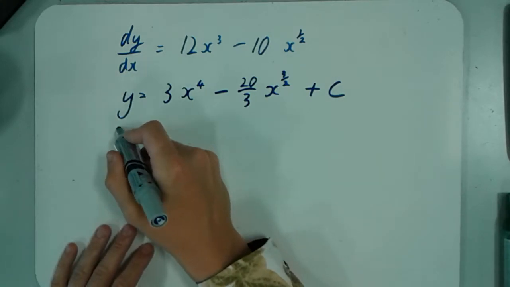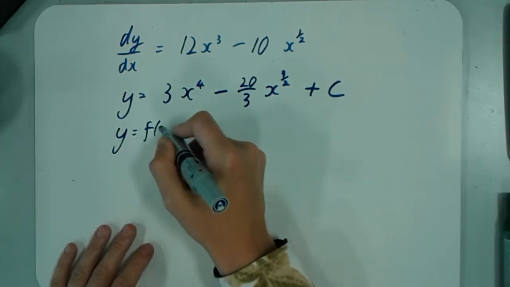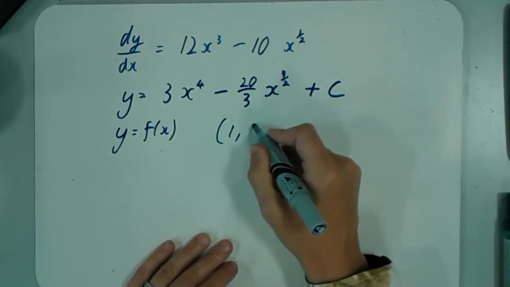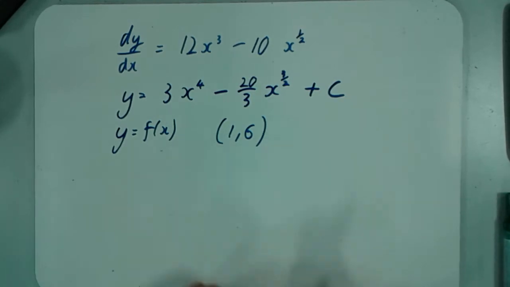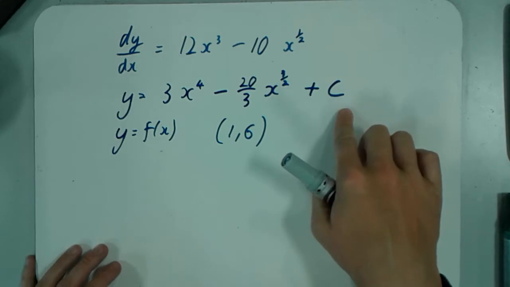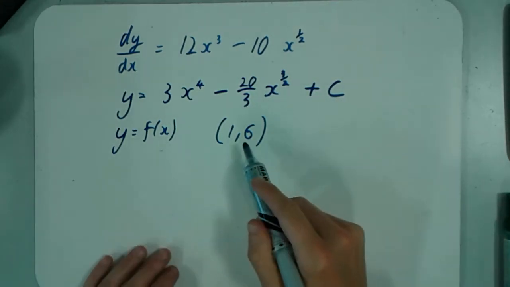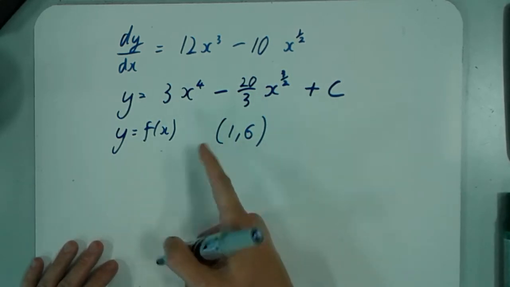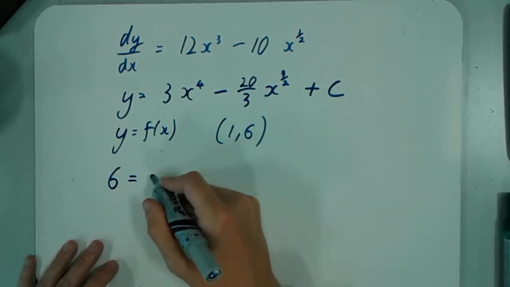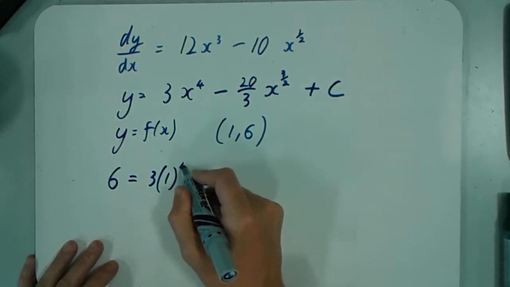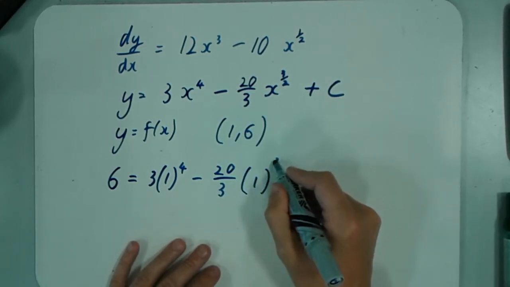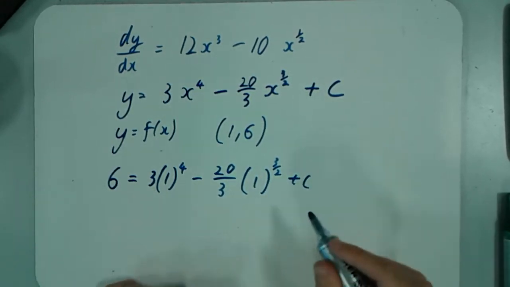If they tell us, however, that y equals f(x) passes through the point, let's say (1, 6), if we know this, then we can now figure out what that constant c is. So let's substitute in our y and our x value. So we know that 6 is equal to 3 times 1 to the 4 minus 20 over 3 times 1 to the 3 over 2 plus c.